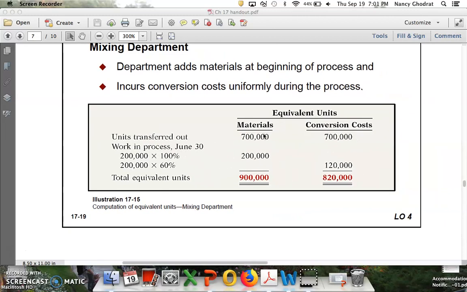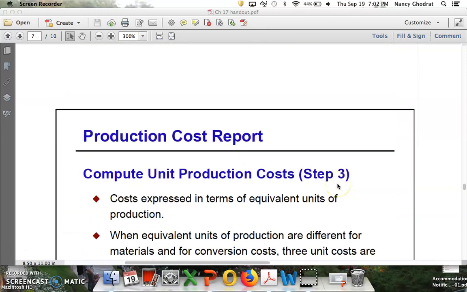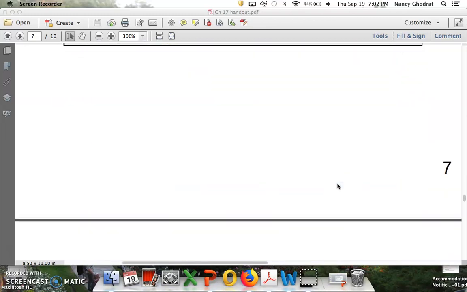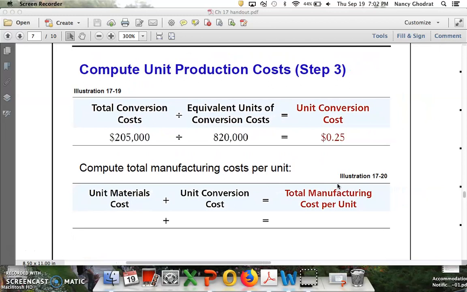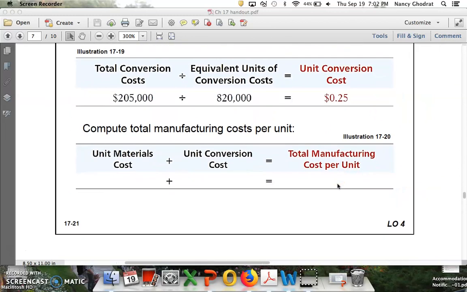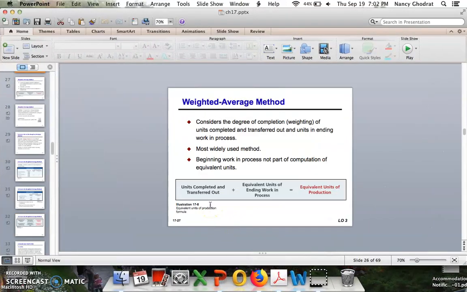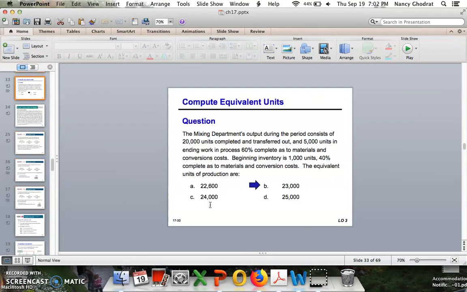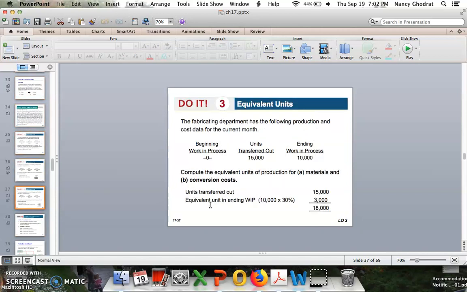so we already looked into the equivalent units being 900,000 and 820,000. Now we're trying to come up with step 3. Step 3 says that I need my PowerPoint, because I didn't fill these in on this page. So let me get the PowerPoint and that will show you the data for step 3.